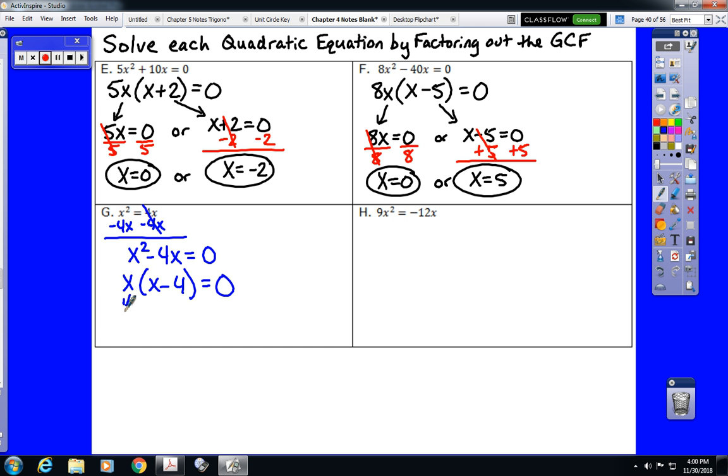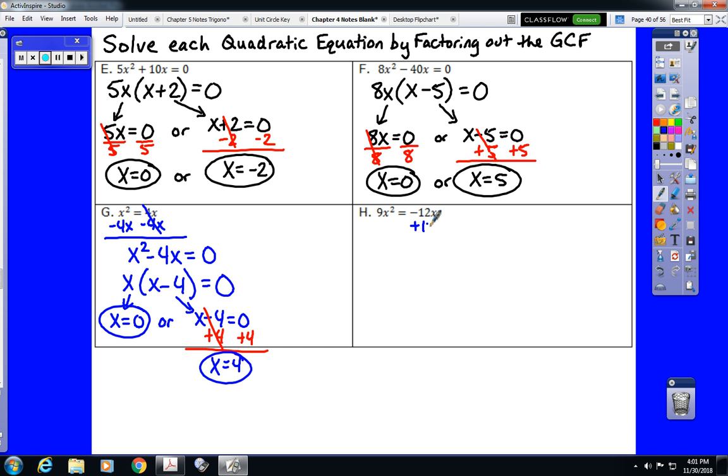Then we apply the zero product property. So we would have x equals 0 or x minus 4 equals 0. X equals 0 is already solved, so we just circle that one. That's one of our solutions. And on the other one, we add 4 to each side, which gives us x equals 4. So our solutions would be x equals 0 or x equals 4.